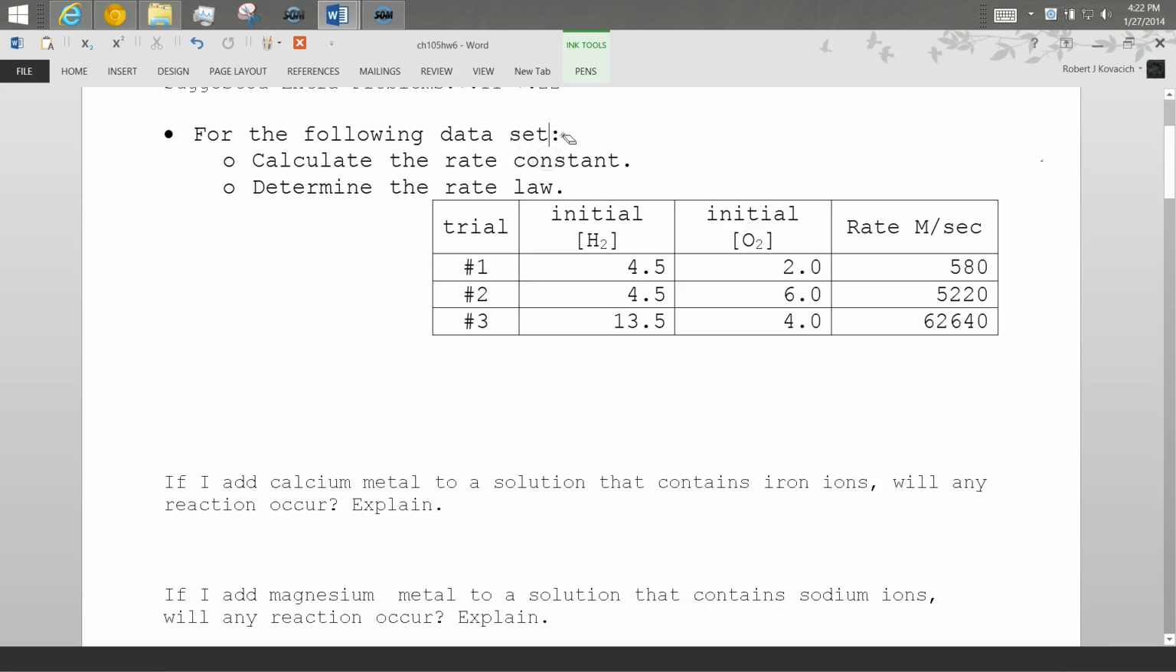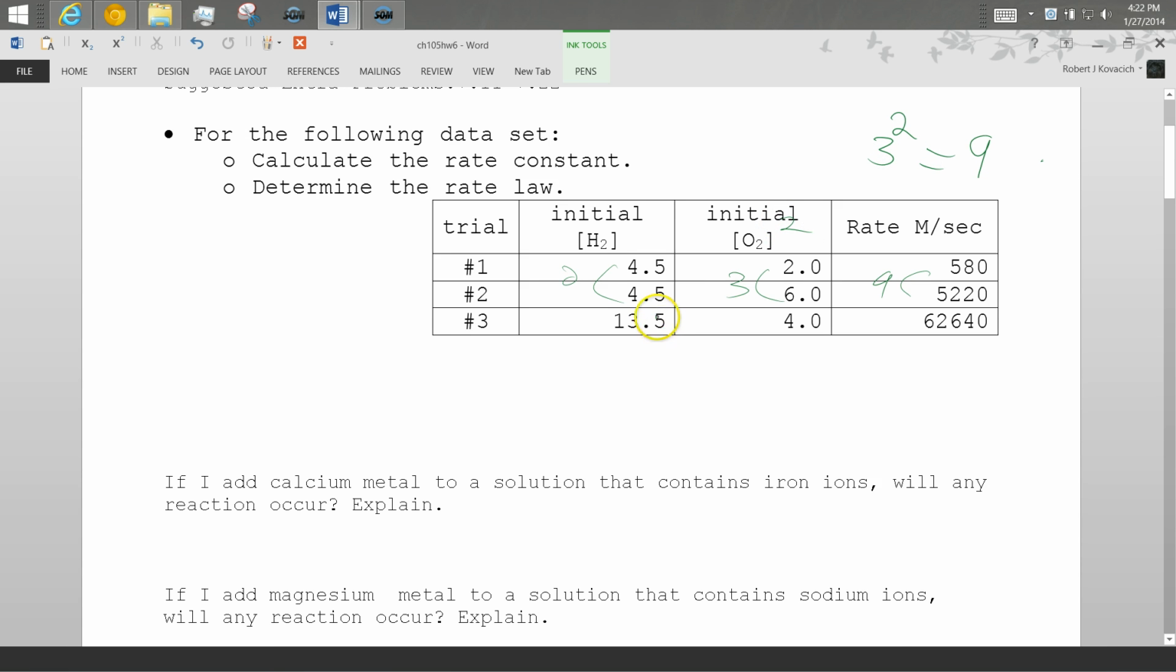And so our orders for this, if I choose trials 1 and 2, I get no change here, and here I get a change of 3. And so what happens here? So what is the difference between 580 and 5,220? Let me pull my calculator out here. If I take 5220 and divide that by 580, I get 9. So this goes up by a factor of 9. So the order with respect to the oxygen is second order, because 9 will only equal 3 if it's raised to the second power. So it's second order with respect to O.